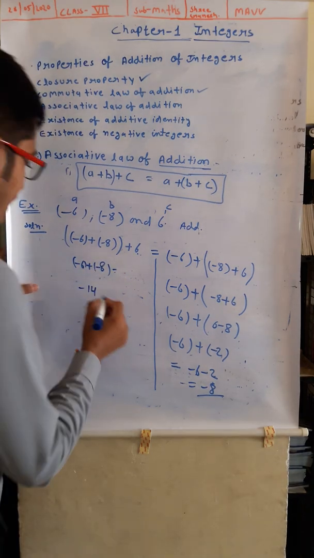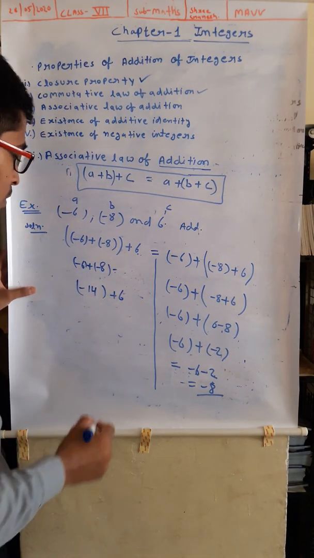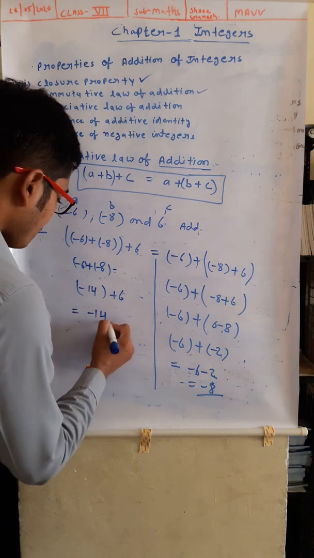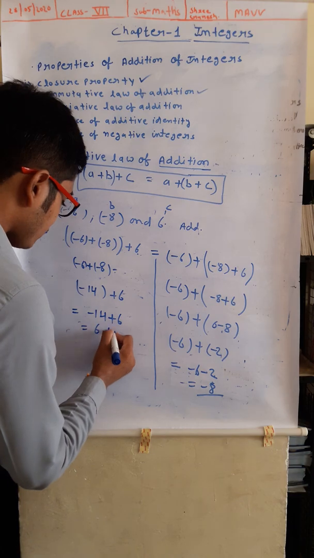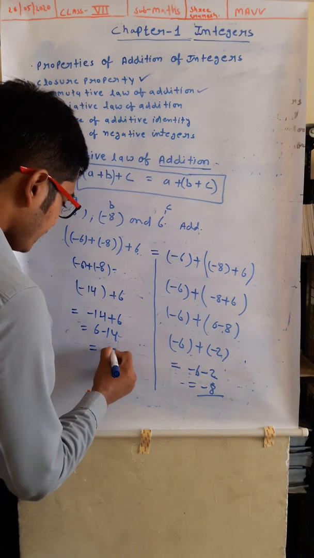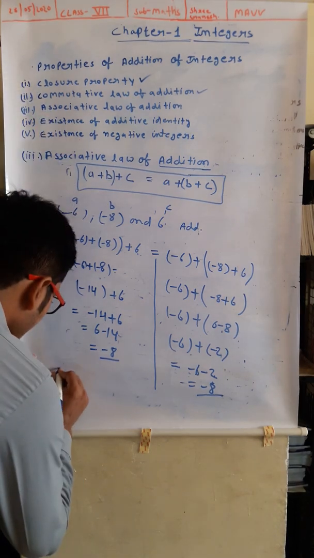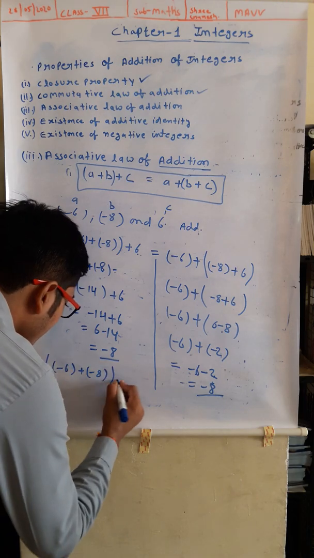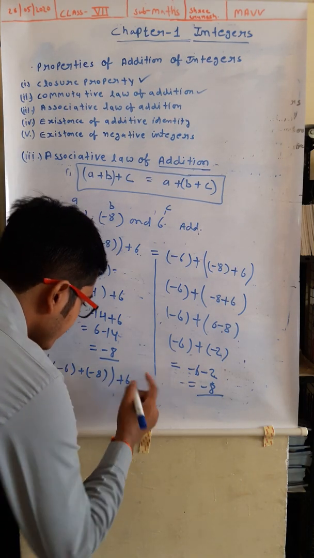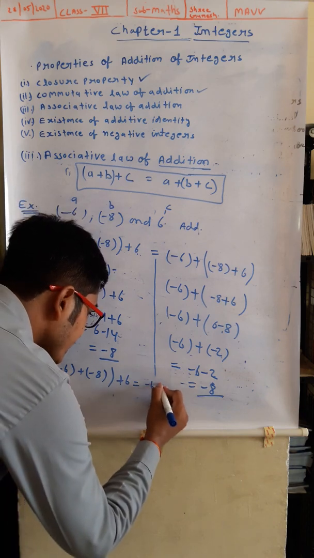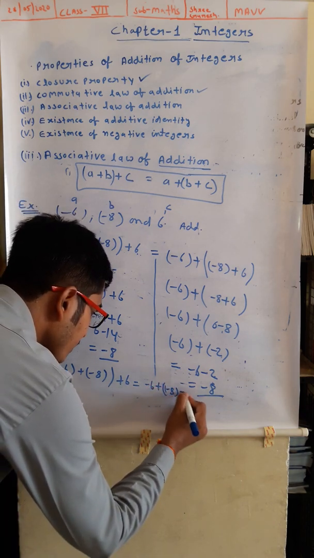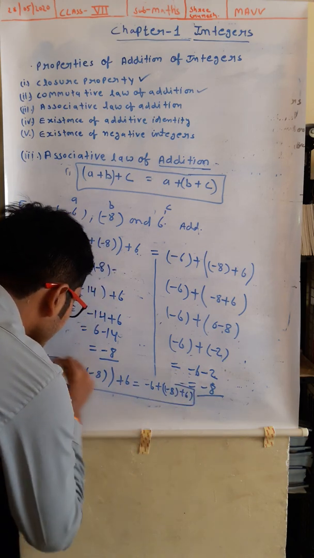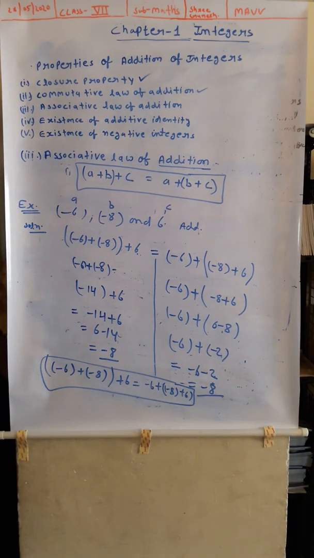Now minus 14 plus 6. Minus 14 plus 6, you will get 6 minus 14, which is minus 8. So you can see that minus 6 plus minus 8 plus 6 is equal to minus 6 plus minus 8 plus 6. Understand? This is the associative law of addition. Okay, dear children, this is the associative law of addition.